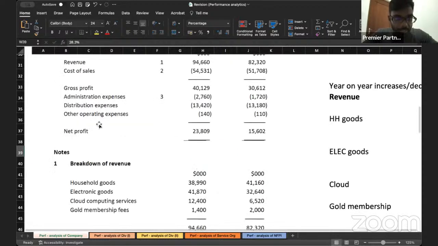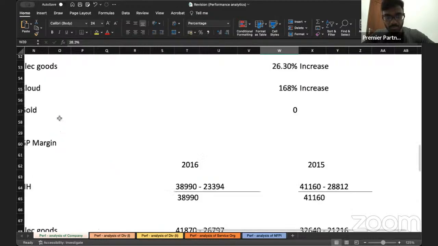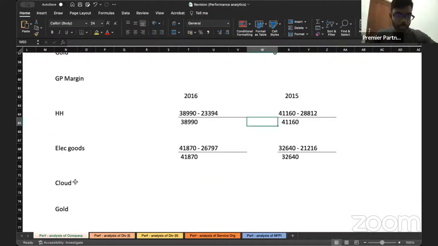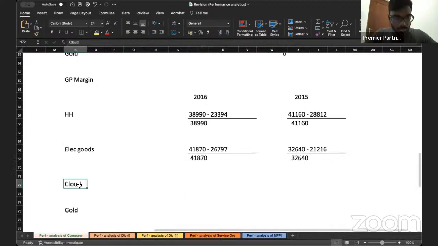People, they talk about average growth rates and gross profit margin, so you definitely have to calculate gross profits, so you might be able to complement. Okay. So for cloud computing, I'm sure there is a massive gross profit margin. Yes, there is a massive gross profit margin from cloud. Talk about it. Let's go on from cloud.